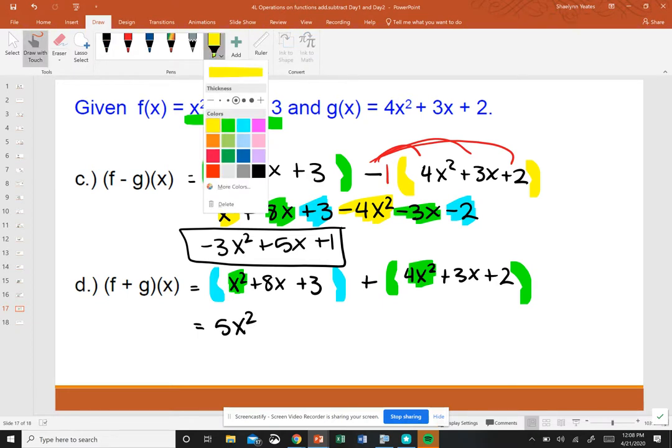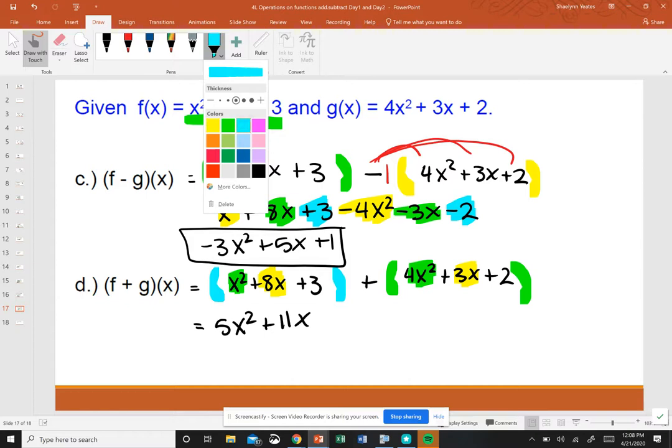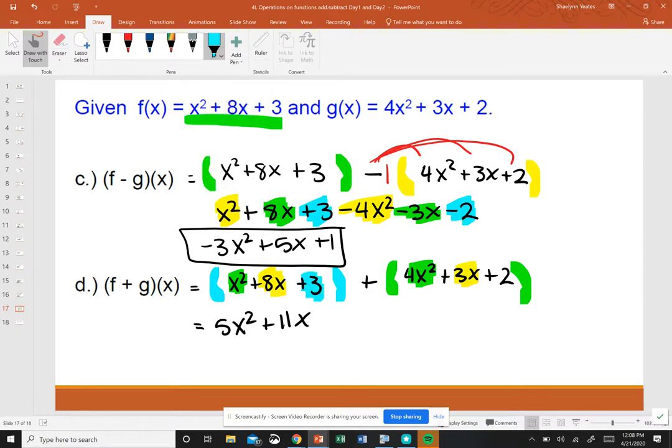All right. What about this 8x and this 3x? So together, 8 plus 3, 8, 9, 10, 11. So that's 11x. And then this last one is 3 and 2. 3 plus 2 is 5. So we just have plus 5. So there is the functions added together.